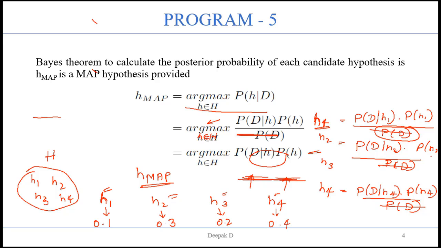So among this hypothesis space, the hypothesis which is having the highest value, here you can observe that H4 is having the highest value, which is 0.4, and this hypothesis is called H MAP, that is H4 is the MAP hypothesis. That is the hypothesis which is having the maximum a posteriori value. So this is a simple explanation regarding how to calculate your posterior probability for a given set of candidate hypotheses.